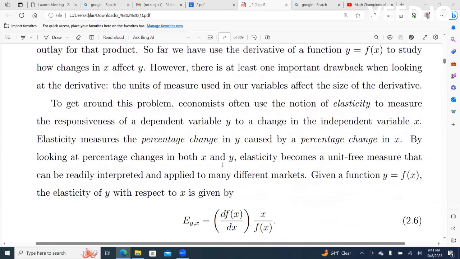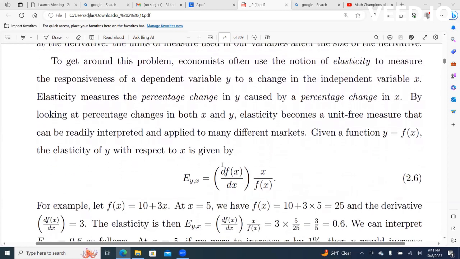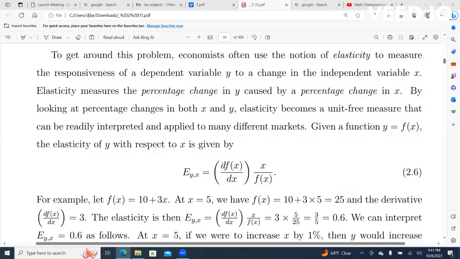The first paragraph just basically introduces elasticity right here, and then 2.6 is the major equation. It comes back in chapter 5, elasticity. We have the equation in a lot of places. It looks different, but it's the exact same equation. So elasticity only comes in this one equation, 2.6.